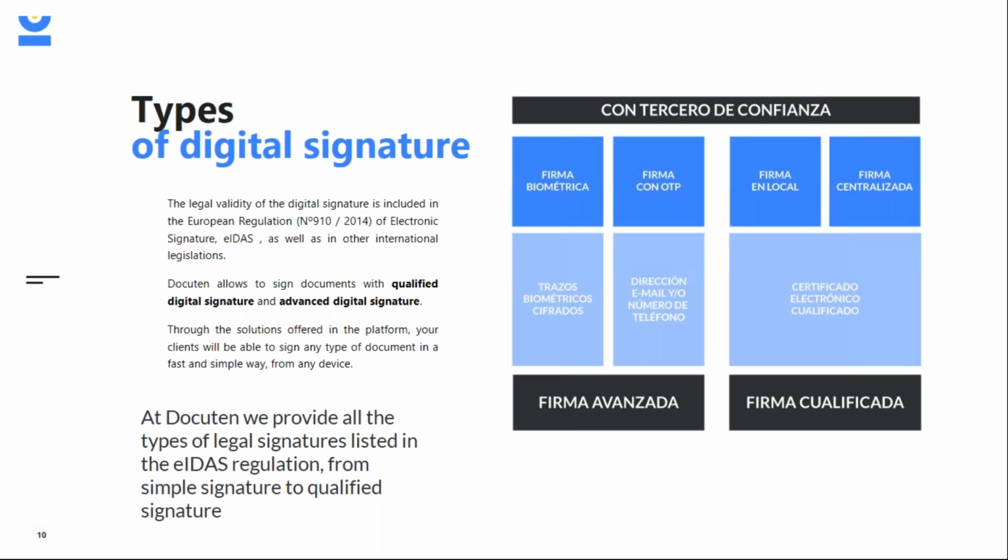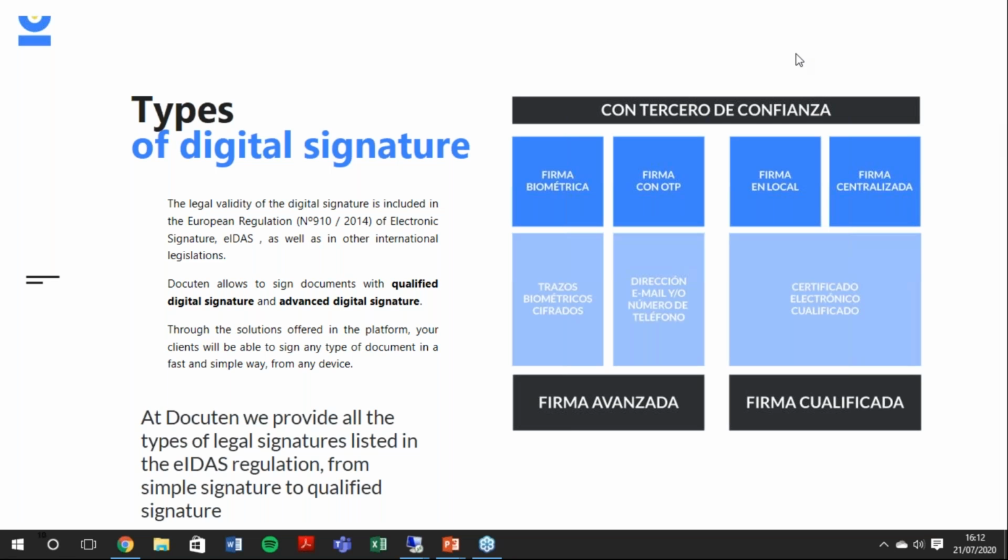Then we have OTP, one-time password. This is one of the most spread signatures, because this is just a six-digit code you will get into your email or as an SMS if you introduce your mobile phone, and you have 3 minutes to complete the signature by introducing this six-digit code into Docuten, and this is a completely legal way to perform your digital signature, and as I said, it is one of the most spread ones around the world, because it can be very fast, very easy to complete.